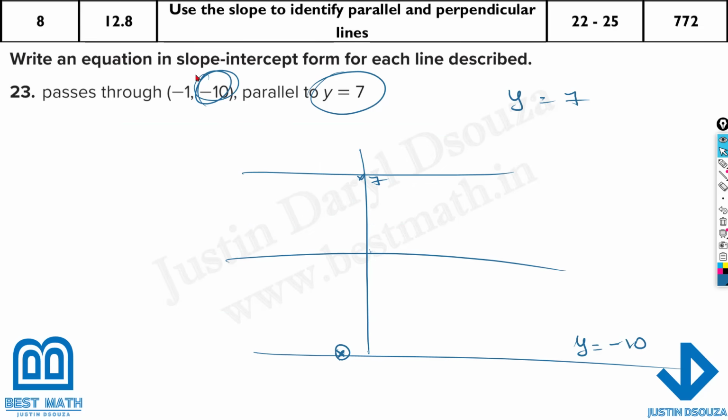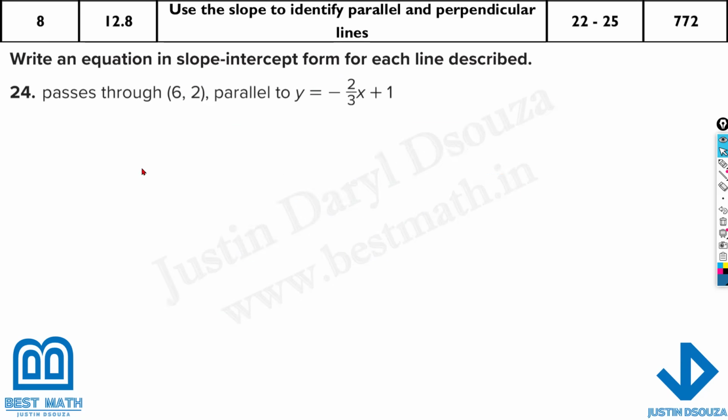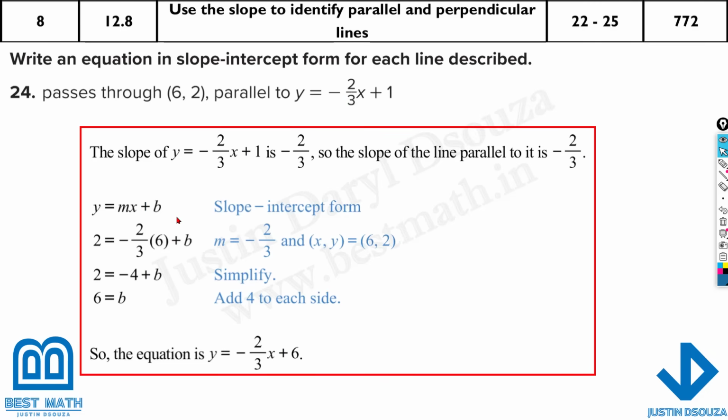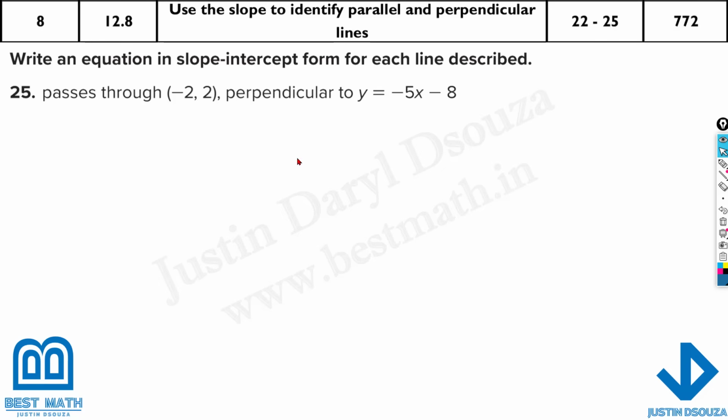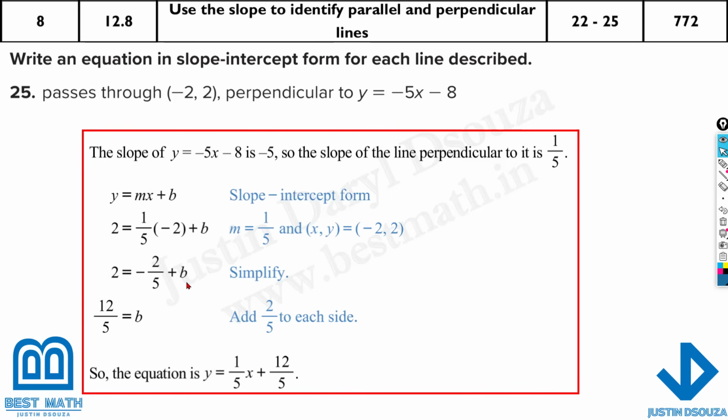Whenever I see y is equal to 7, okay, this is it. If it was x is equal to something and parallel to that, then see what the x line is. That would be the parallel line, that would be the equation. We had solved this problem at the beginning. Over here, it's parallel lines. It's the same slope, so you can easily use the same number, that is minus 2 by 3, and solve it up. The b value is 6, so therefore this is the equation. And the last problem as well, we solved it at the beginning. Here it's a perpendicular line, so the slope is 1 by 5, and then you can easily solve it up.